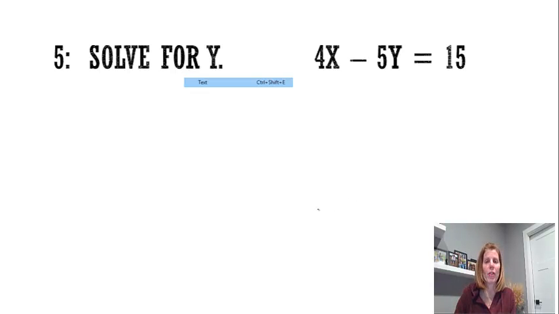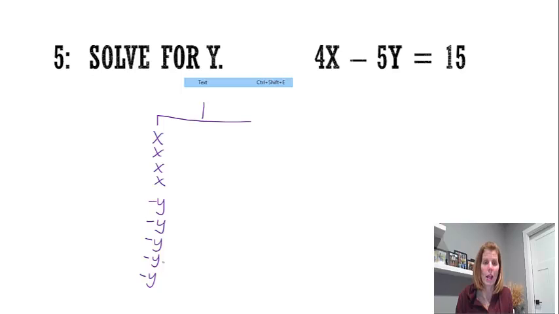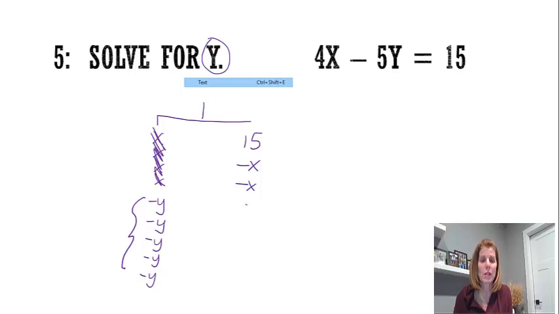Okay, so another one, solve for y. Again, we're going to start with our mobile balance. It says I have 4 x's, 1, 2, 3, 4, and then minus 5y, so I have to do 5 of the minus y's. And then on the right side, I have 15. Again, we're trying to solve for y, so I want to keep these y's over here. I do not want the x's, so to get rid of the x's, I'm going to subtract them from the left side, which means I also need to subtract all 4 of them from the right side.